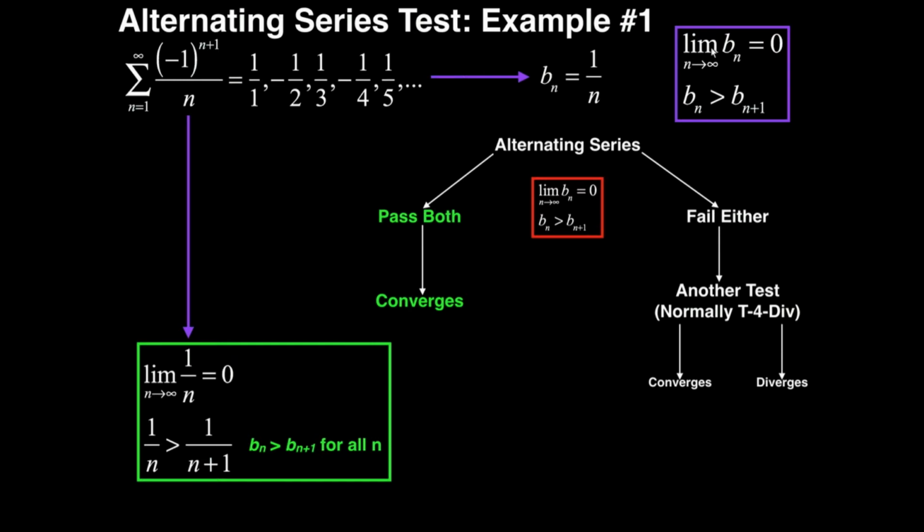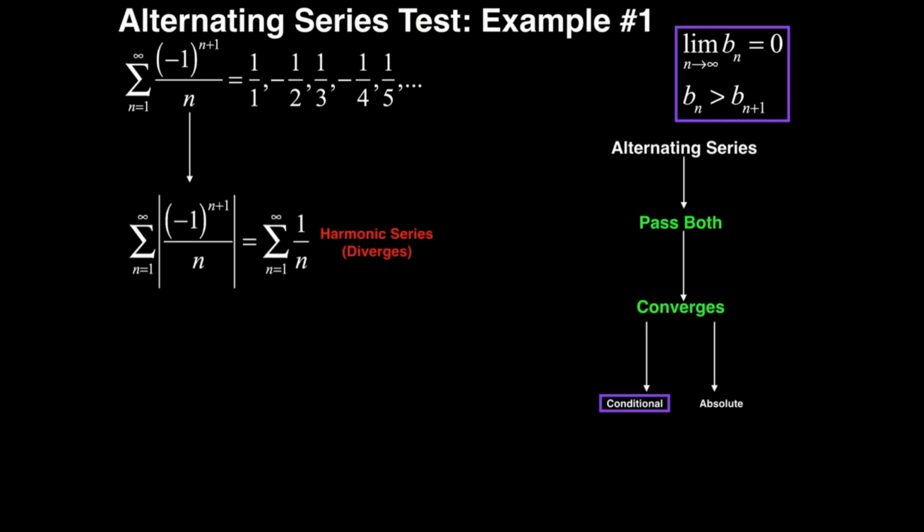Okay, this is the alternating series test. If both of these criteria are satisfied, it converges. But then you need to determine whether it's conditional or absolute. So you then take the absolute value of the series and run any of the tests that we talked about in the series chapter. Okay, and because the absolute value diverged, the convergence is conditional.